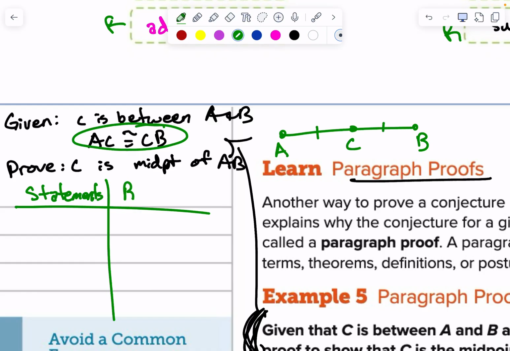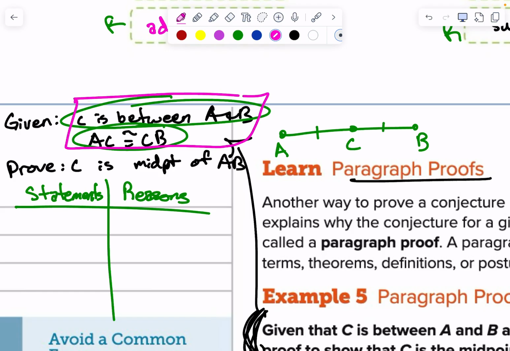Statements and reasons. Okay, sometimes you only write one of your given pieces of information down at once, and then you try to gather information from that and write more down. And then you use the other given piece of information. I think we need to use both of these at the same time, so I'm going to write them both down together. Okay, so I'm going to say C is between A and B, and AC is congruent to CB. And that is given. Given. Okay?